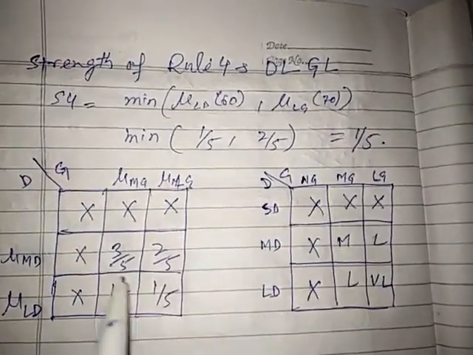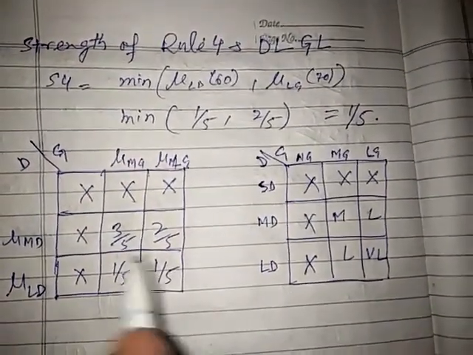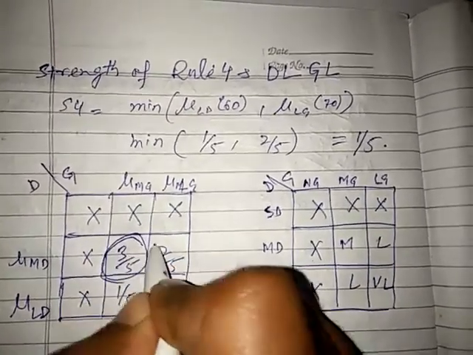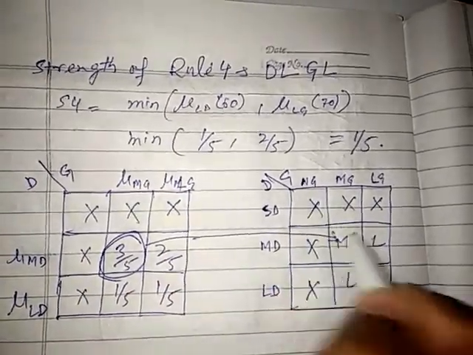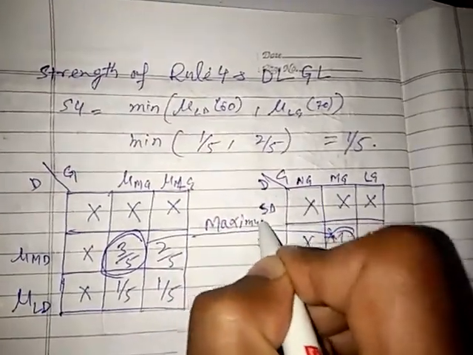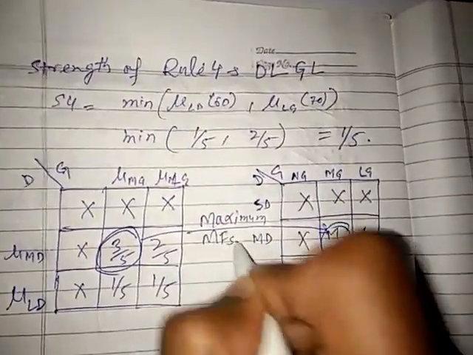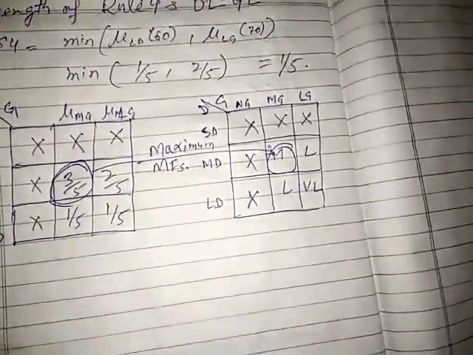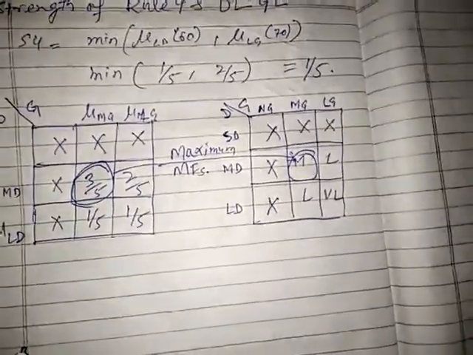Now we have to find the maximum membership function. The maximum membership function shape is this, and that is the maximum membership function we have to find here.